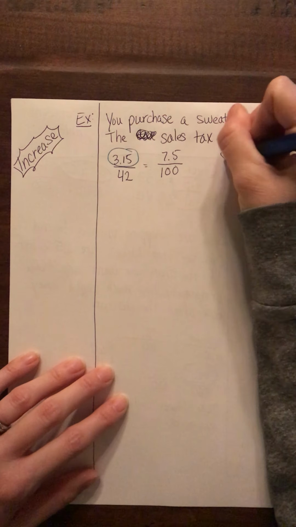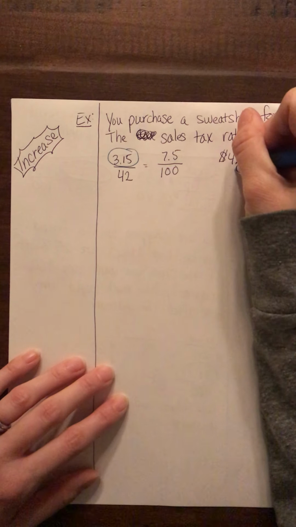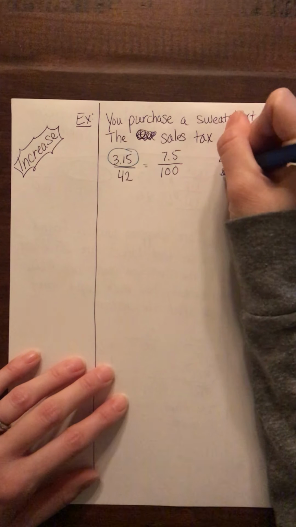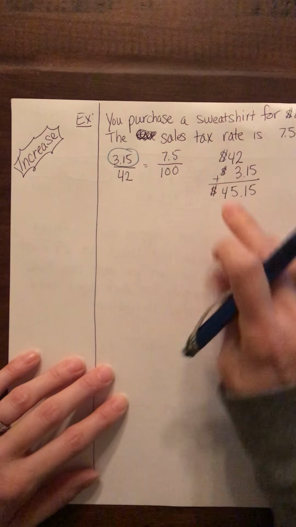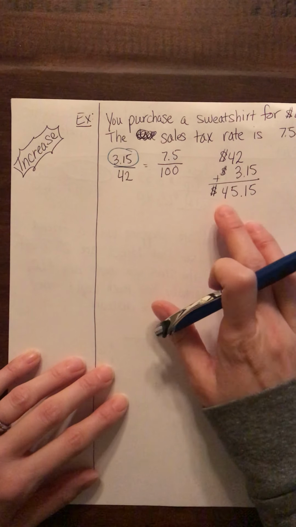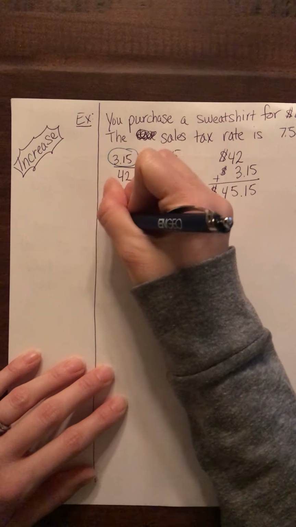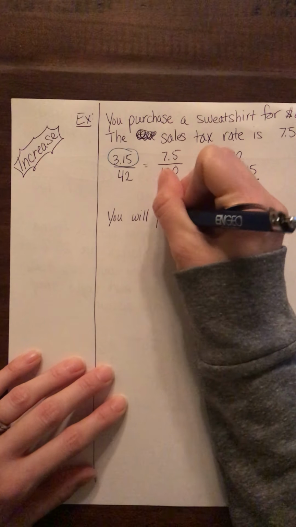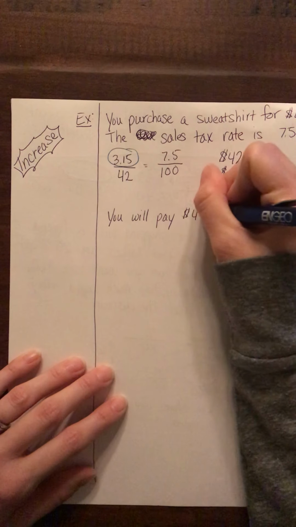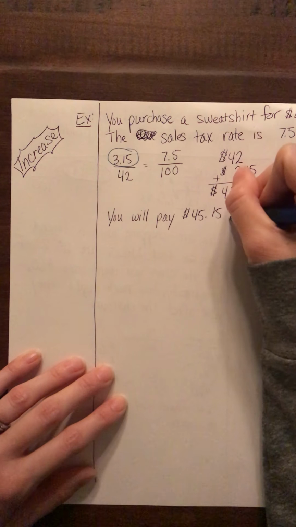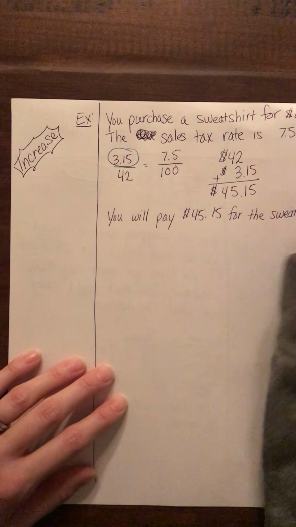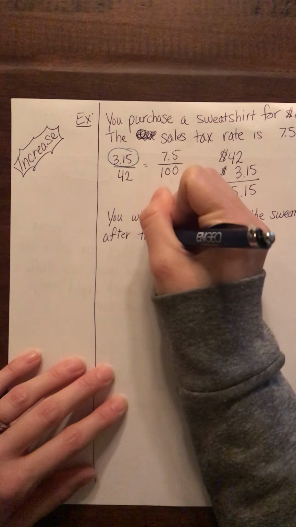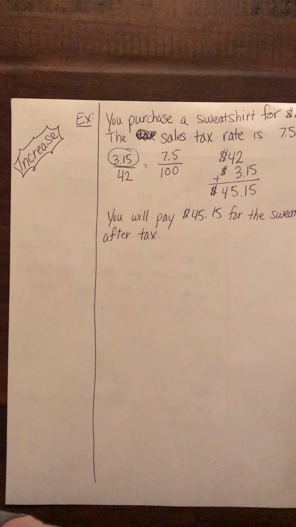So now what we're going to do is we're going to take the original cost of your item, your sweatshirt. Now we're going to add on the tax. All right, so the amount that you're going to pay for that sweatshirt when you leave the store is $45.15. So you will pay $45.15 for the sweatshirt after tax. Okay, after tax means that the tax has already been applied. Okay, so that's some examples of percent increase and percent decrease.